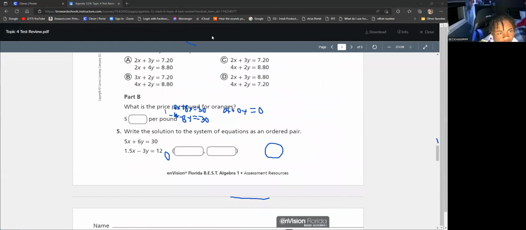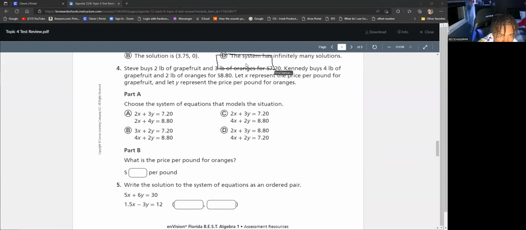All right, erase that. Can I erase it? Erase your blue marker. Oh, it's part B. What is the price per pound of oranges? How much per pound? Okay, well, we said it was C, right? Yeah. We said it was this one right here. Okay, so what's the price per pound for oranges?